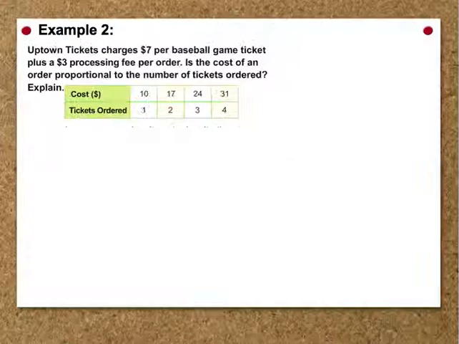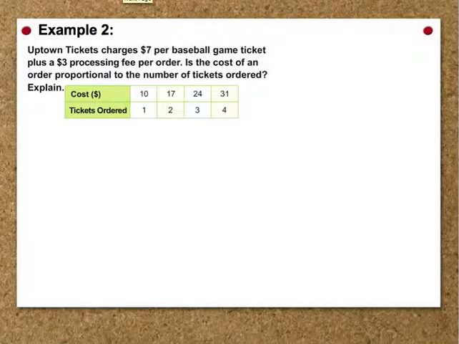So let's look at our next example. Example number 2. It says Uptown Tickets charges $7 per baseball game ticket plus a $3 processing fee per order. Is the cost of an order proportional to the number of tickets ordered? So if we look at this, we know one ticket costs $7 plus a $3 processing fee. 7 plus 3 is 10. 2 tickets would be 7 times 2, which is 14, plus the $3 processing fee. So that's 17. 3 tickets would be 3 times 7, which is 21, plus the $3 processing fee, making that $24. And 4 tickets would be 7 times 4, which is 28, plus the $3 processing fee, so that makes that $31.